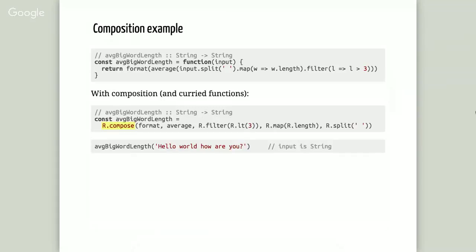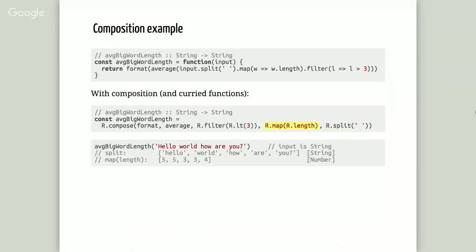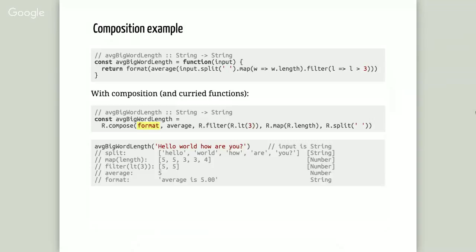And if we follow this through, if I pass this sentence into my compose function, first thing that's going to happen, we're going to start from the right, pass the value in, we're going to split it into an array of strings, and then we're going to map over that and get the length. Then we're going to filter out anything which is less than 3, then we're going to work out the average, then we're going to format it.